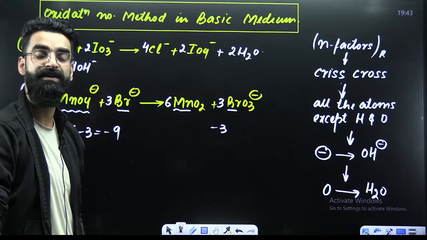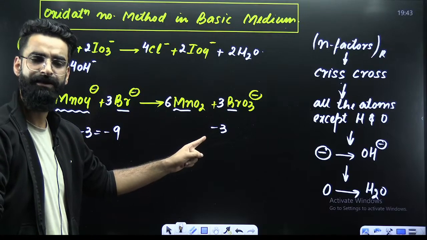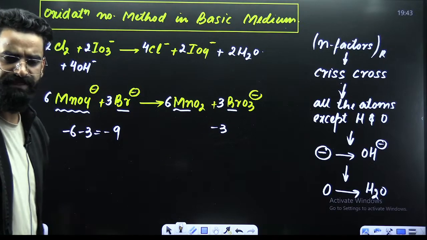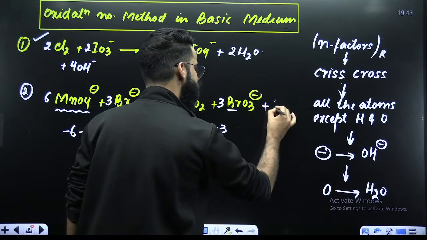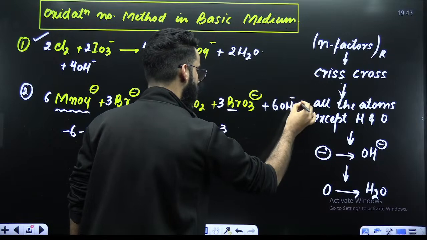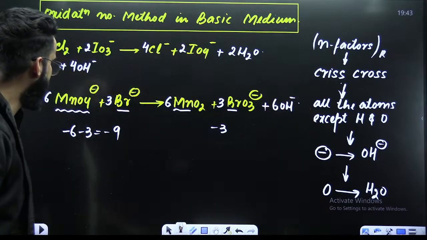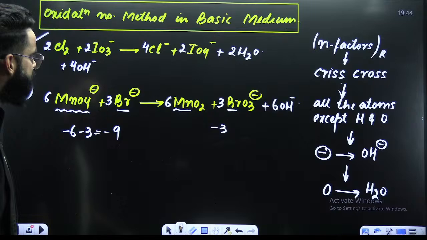Which side is negative charge deficient? Right side is negative charge deficient. How many negative charge deficiencies are there? There are 6 negative charge deficiencies. So add 6 OH negatives on this side.